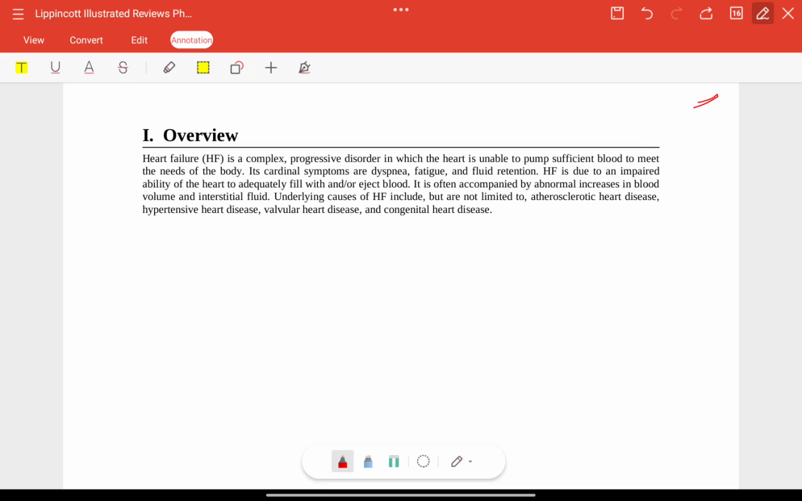Heart failure. Heart failure is a complex and progressive disorder in which the heart is unable to pump sufficient blood to meet the needs of the body. It is accompanied by an increase in blood volume and interstitial fluid. Causes include atherosclerotic heart disease, hypertensive heart disease, valvular heart disease, and congenital heart disease.